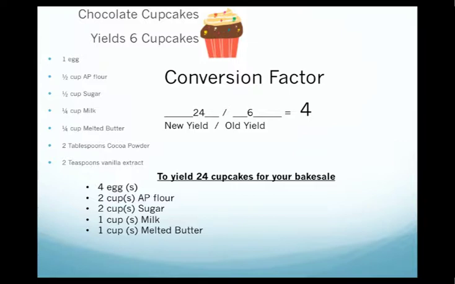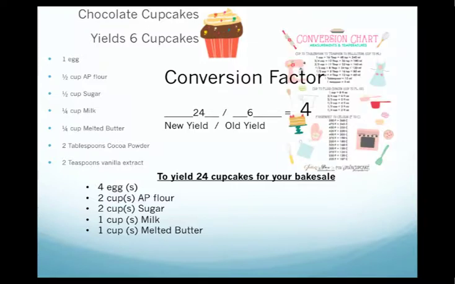Now this is where the charts that I gave you come into play. If you look here, I am going to need 8 tablespoons. If I do the math, 8 tablespoons here equals 1/2 cup, or half a cup. So I need half a cup of cocoa powder.